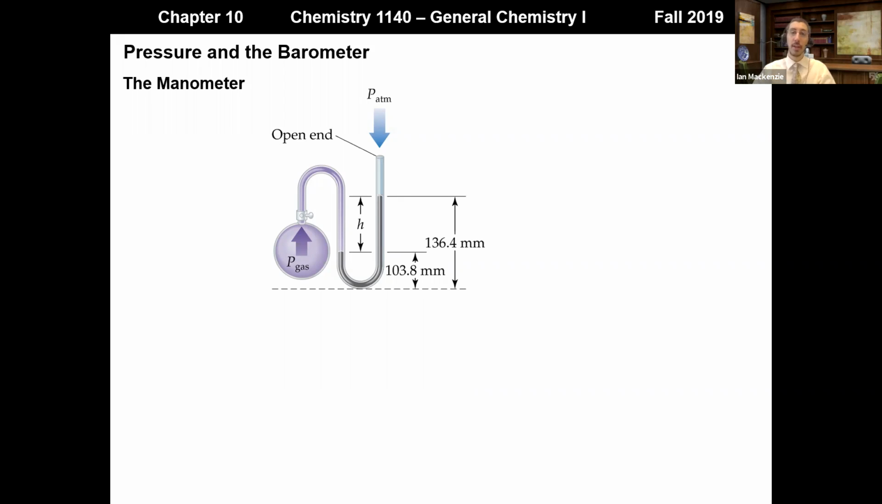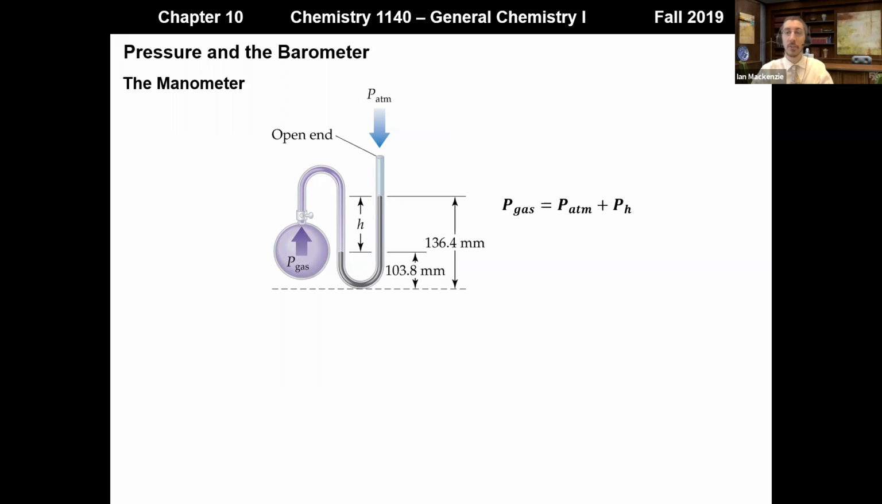And using a similar process to the barometer, we are able to calculate the pressure of the gas as long as we know the pressure of the atmosphere, and we can measure the different heights of the mercury levels on both sides of the U-tube.